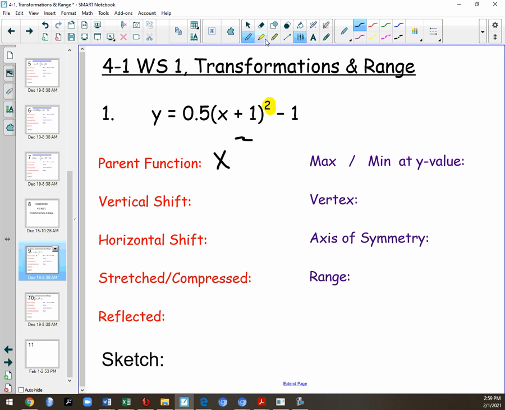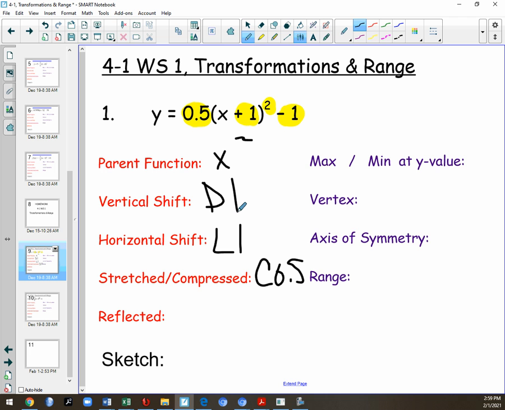Then we're going to look at the number attached to it by multiplication. That is either the stretch or compress. It is 0.5, which means it has to be a compress of 0.5 because that is a fraction. Then we're going to look on the inside where we have a +1. The +1 we think is going to the right, but it's actually going to the left 1 unit. Then on the outside, I have -1, which means it is going to go down 1 unit.